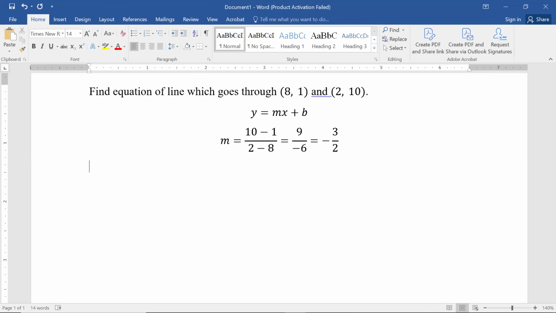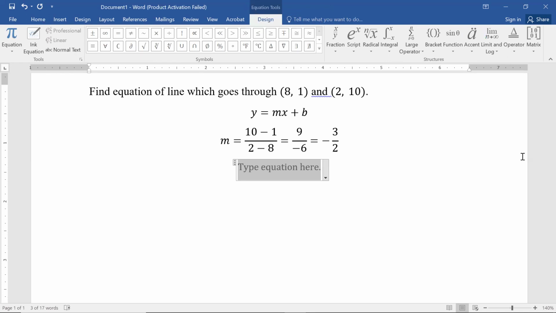If you're looking for how to write your answer, and the question asks for something specific, write your answer in that version. So if it says write your answer as a decimal, change it to a decimal. If it says write your answer as an improper fraction, write your answer as an improper fraction.